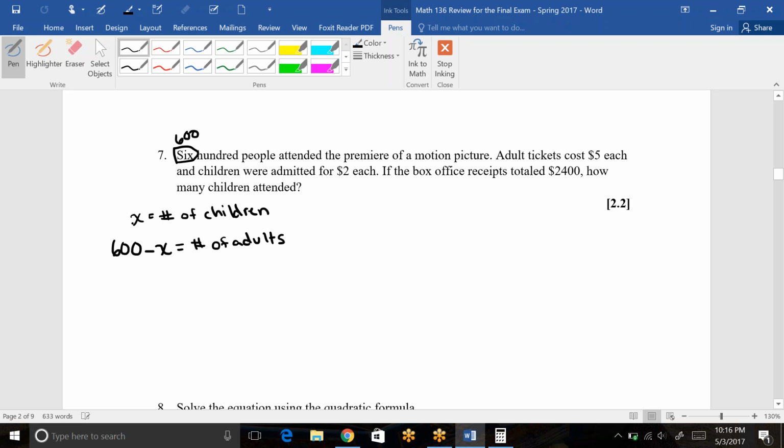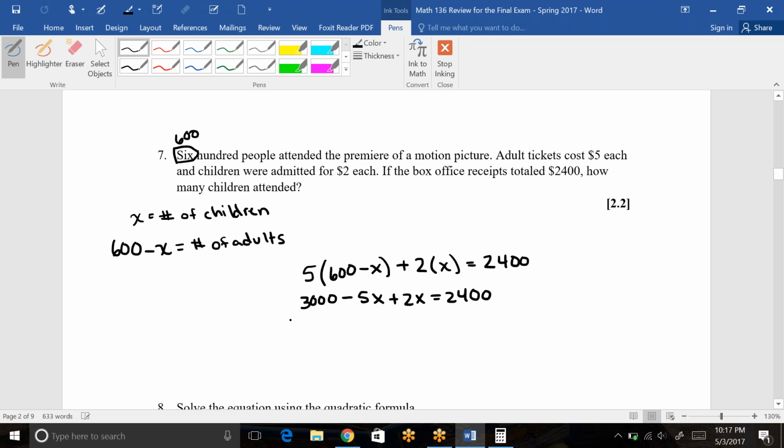Then we just multiply each of these informational pieces, number of children, number of adults, by the ticket price. So $5 for every adult, so that was our 600 minus X, plus $2 for every child, equals total ticket price of 2,400. And yes, you can still do this one by a system if you're more comfortable with that. I'm just doing this by the method that the book we had went through, which was using only one variable.